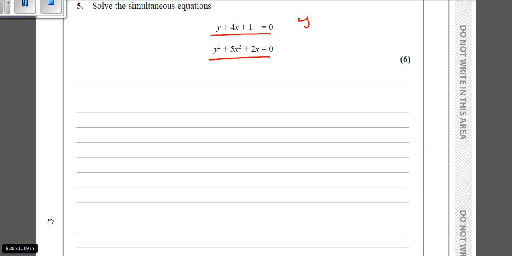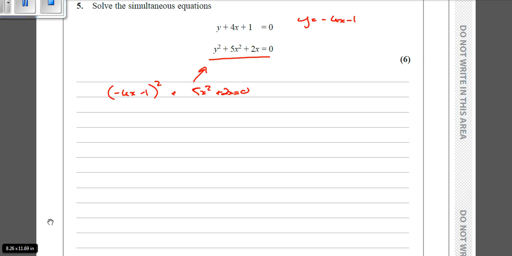step one is to write it as y equals, or x equals. So in this case, it's easier to do y equals. So if we rearrange that, it's going to be y equals minus 4x minus 1, because we need to bring this over to the other side and this over to the other side. So once you've done that, you then substitute it into this thing. So minus 4x minus 1 squared plus 5x squared plus 2x equals 0.